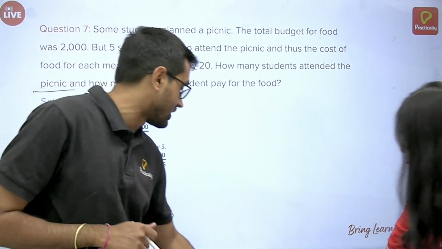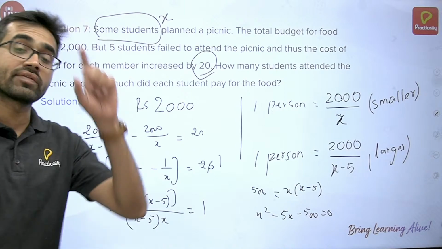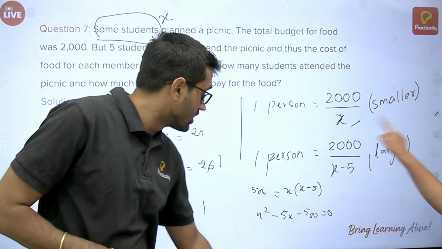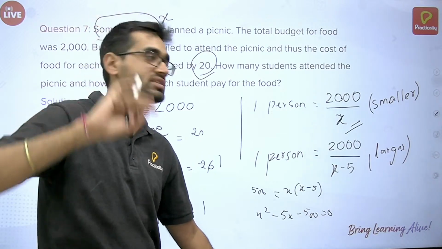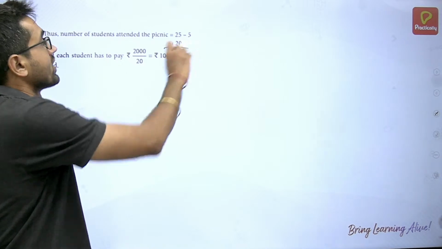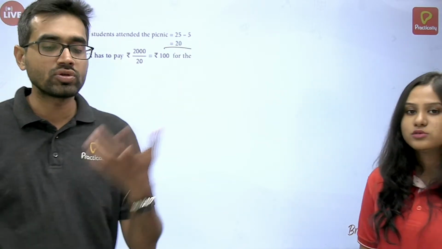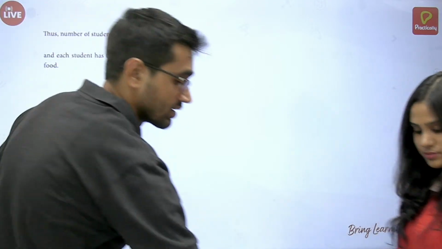Originally there were extra students. We assumed original x. Remember this. We assumed in the initial there were x people. So x पहले थे वो 25 लोग थे. आए कितने असल में 5 कम, तो वो हो गए 20 लोग. So yes, there were 20 people who attended it. And how much they paid each? 2000 divided by 20, which is 100 rupees. बहुत easy है ये तो. Very good, Srijani. Super good.